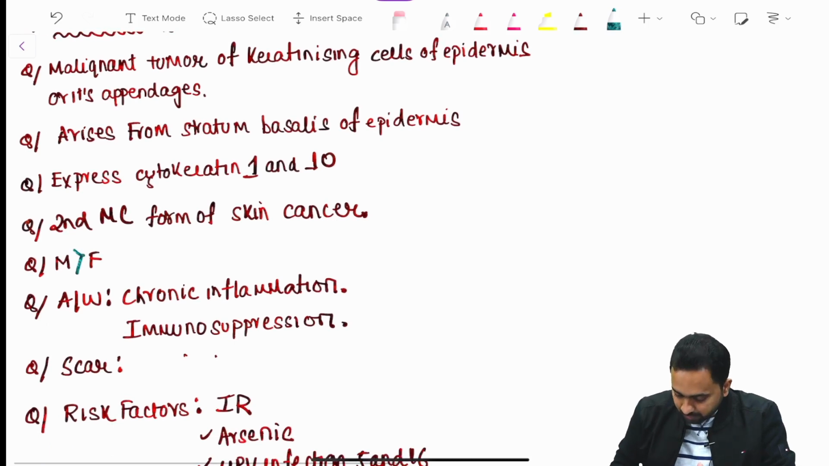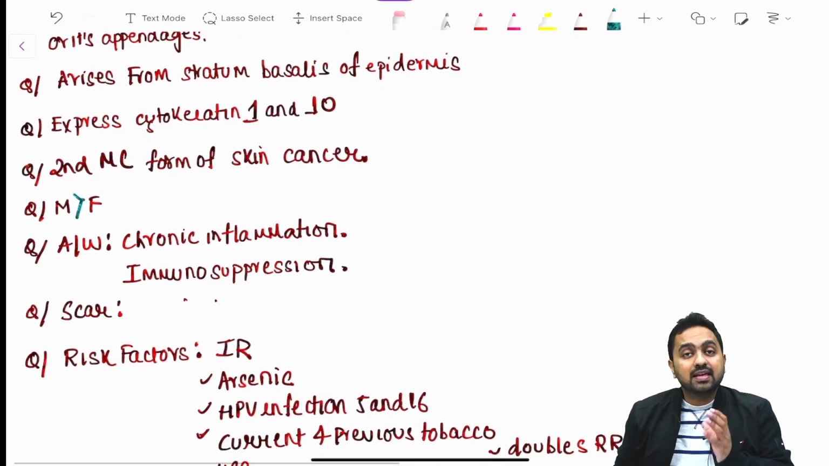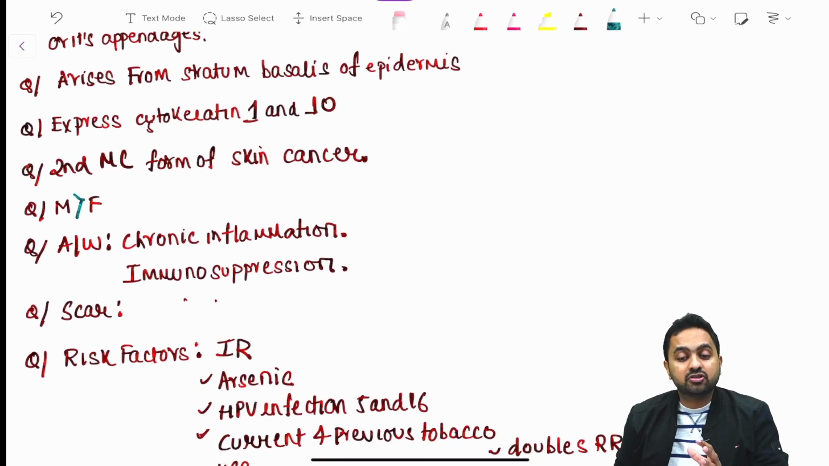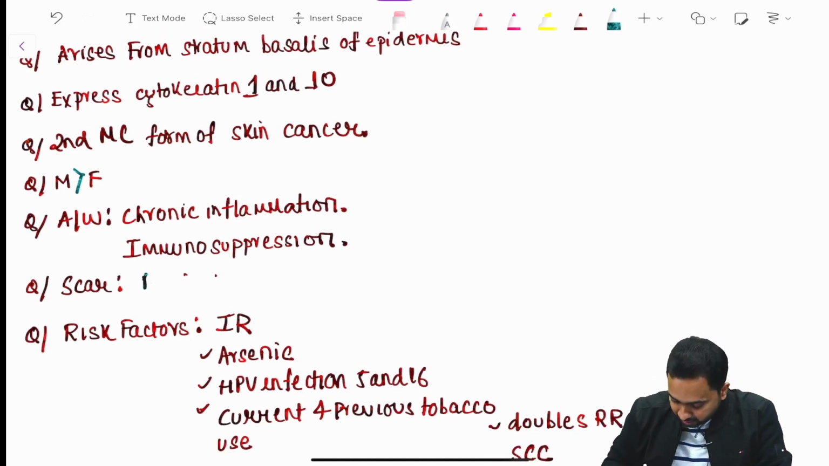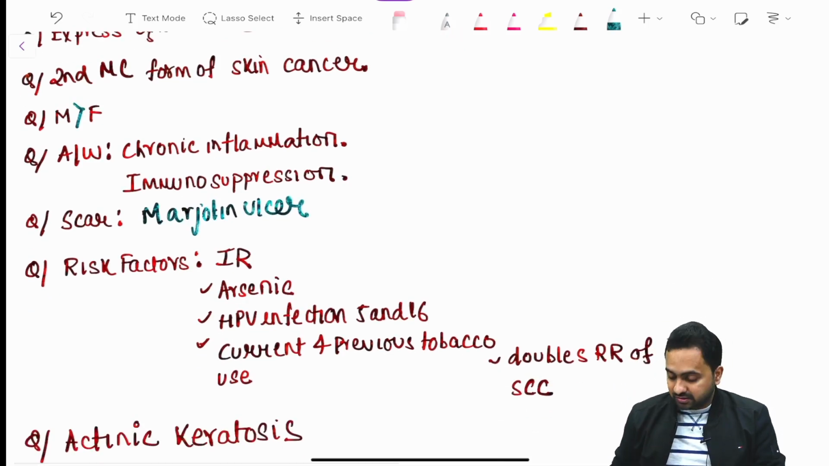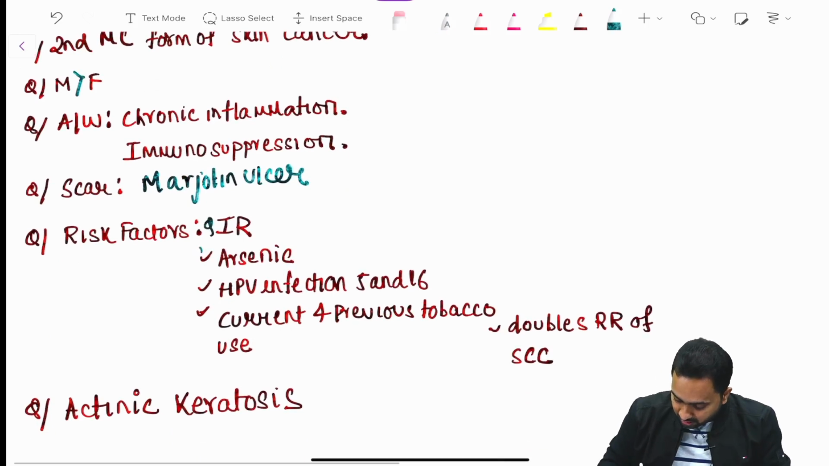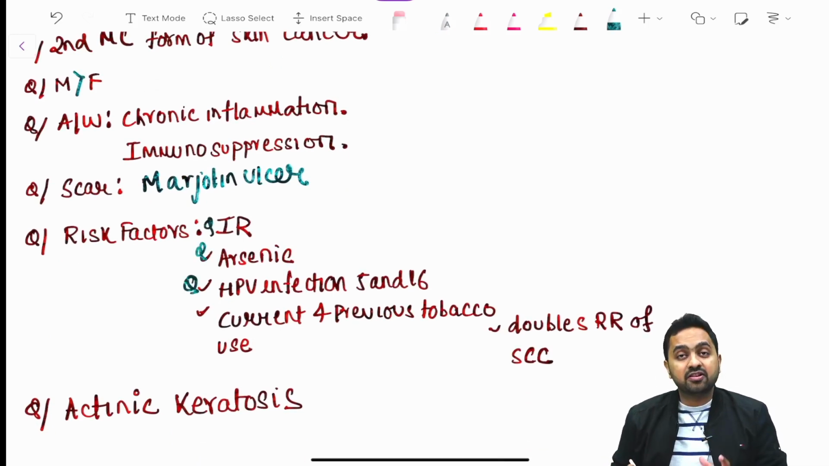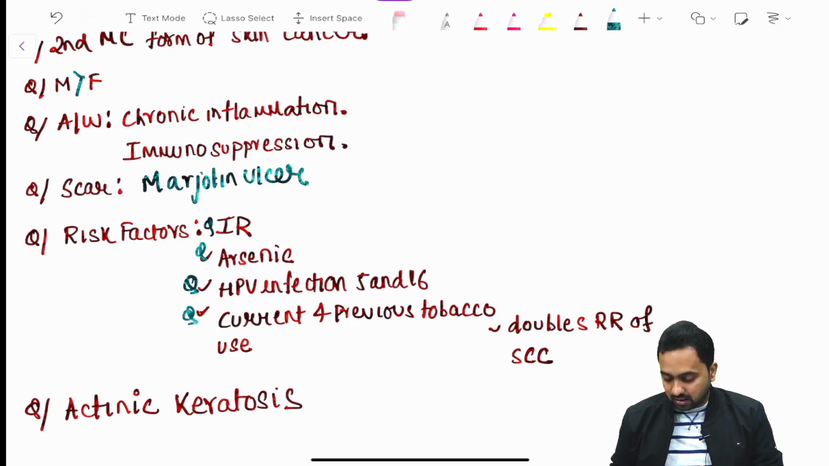It is much more common in males compared to females. It is associated with chronic inflammation and immunosuppression. When squamous cell carcinoma occurs in your previous scar, it is known as your Marjolin ulcer. The risk factors include your ionizing radiation, arsenic compounds, HPV infection with 5 and 16 subtype, and current and previous tobacco use, which almost doubles the relative risk of squamous cell carcinoma.